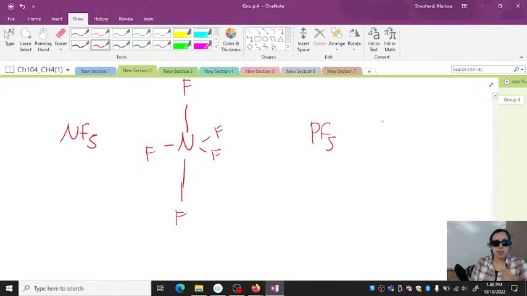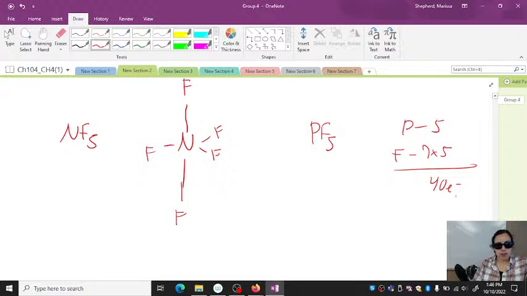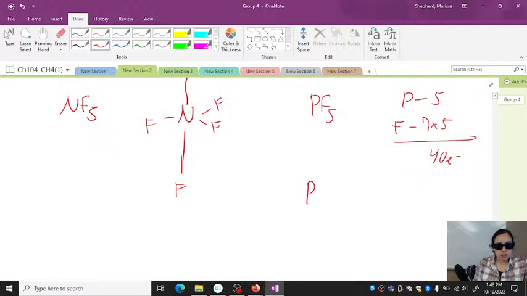And again, with those, keep track of your electronic bookkeeping. So 5 electrons for phosphorus, and then fluorine, so 7 times 5, so 35 plus 5, so how many electrons? So 40. And then you can just start off again, drawing your structure, kind of what seems reasonable. One bond to everybody.